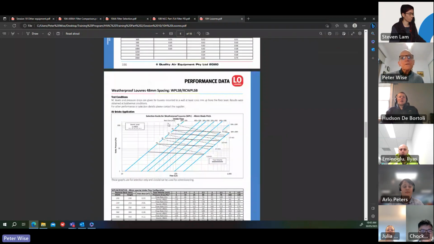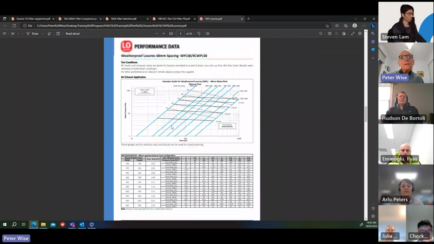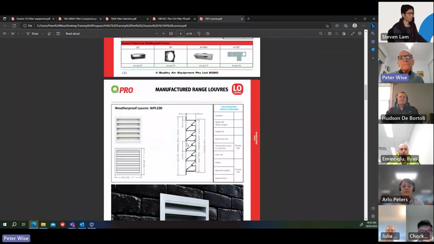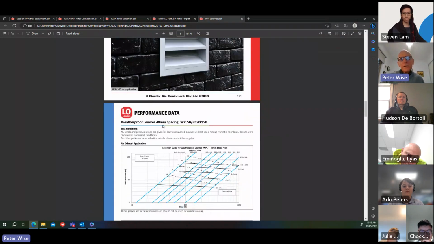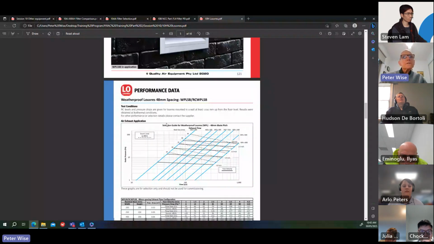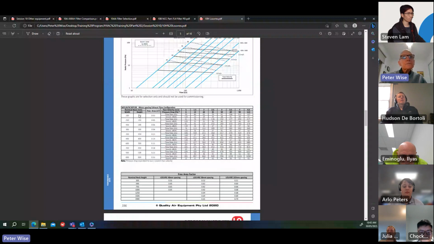So there's a cross-section of the louver here showing the louver blades, which are obviously on an angle to stop the weather coming in. So the air comes in and goes up through the louver, and the spacing between those blades can vary. So the first lot of data is for 48mm spacing between blades. That's quite tight. And you can see on this table here, for the different sizes, nominal neck size, which is the size at the back of the louver that you connect a duct to, 200 by 200 through to 600 by 600.